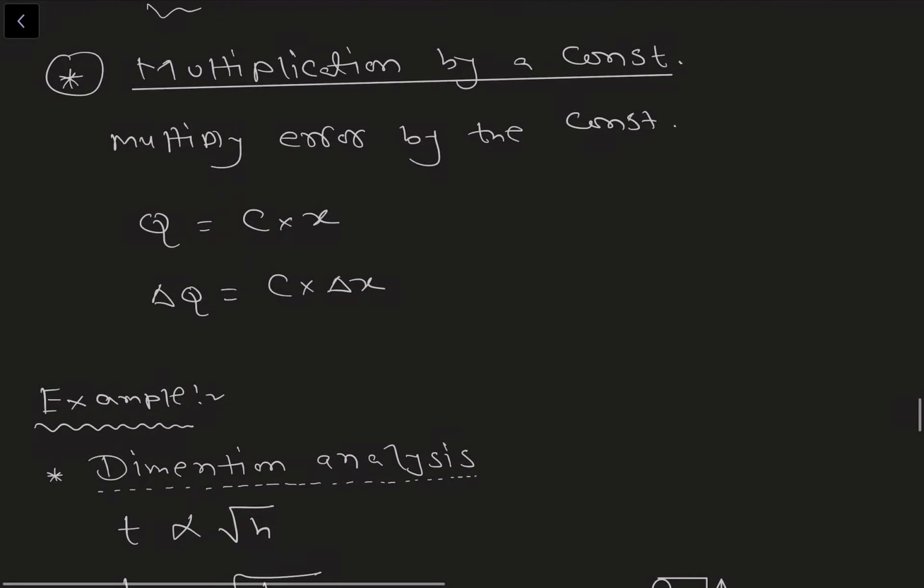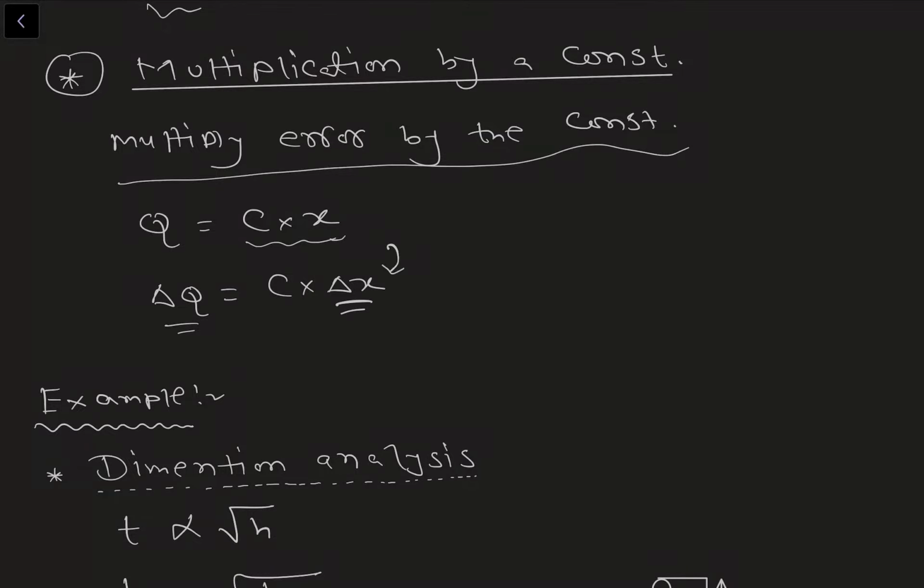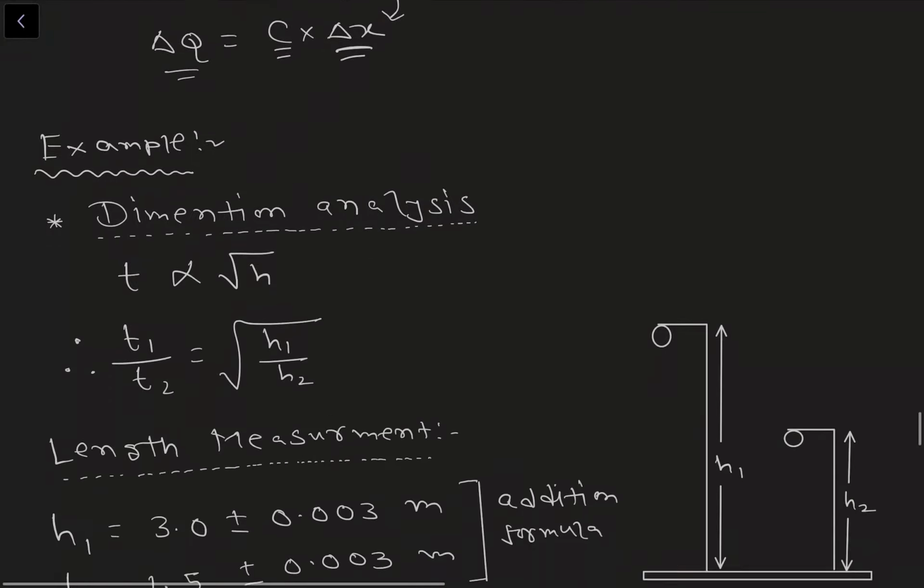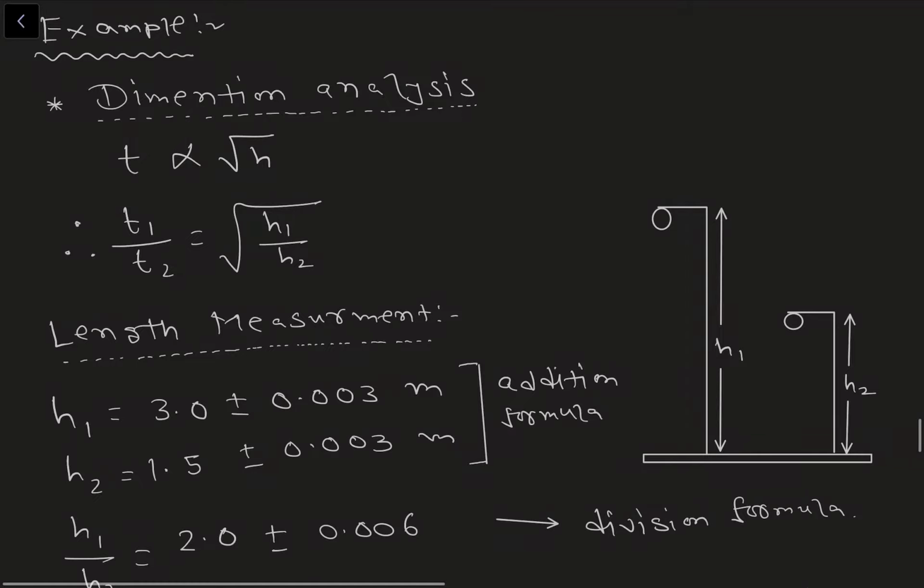Now we come to one important part, that is multiplication by a constant. If you multiply a quantity by a constant, then the error also gets multiplied by the same constant. So like q consists of some constant c into x. Then the error in q will be the error in x multiplied by c. So they are intuitive. I am not showing any example. Now we come to one example.